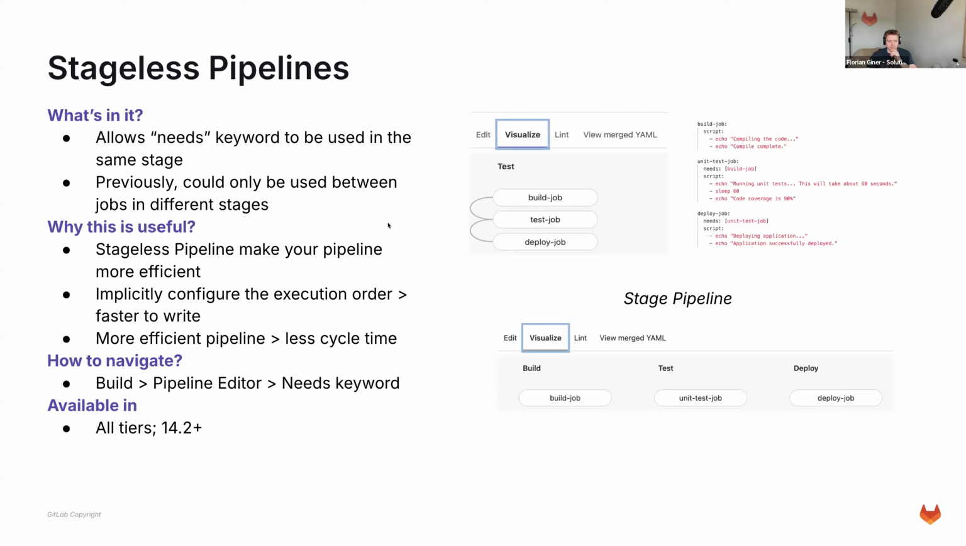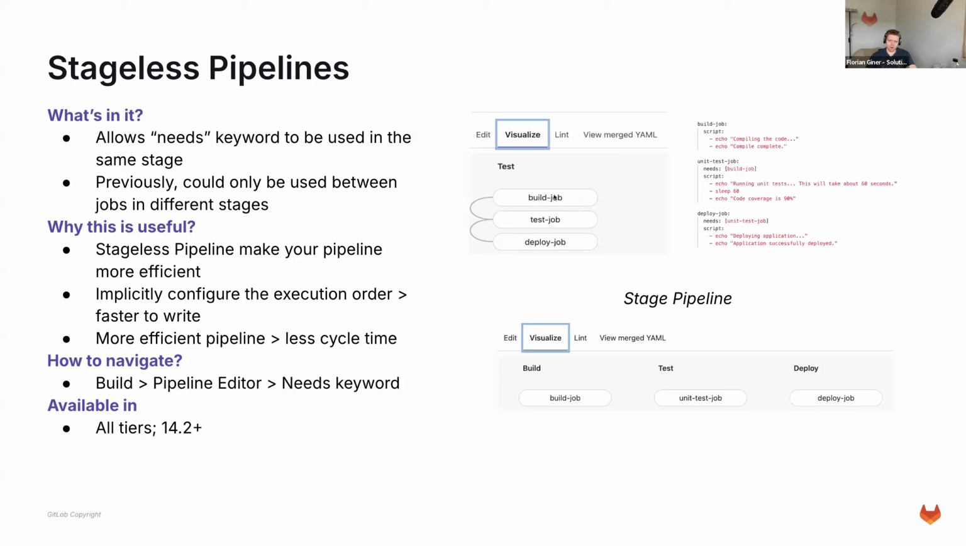Great. But let's have a look at how the stageless pipeline looks, right? On the right-hand side here, we have, again, a pipeline snippet. We simply have a build job, it does some things. Then we have the unit test job. It just says we need the build job. And then we have a deploy job, and it's dependent on the unit test job.